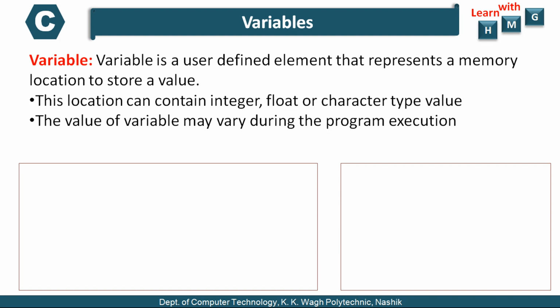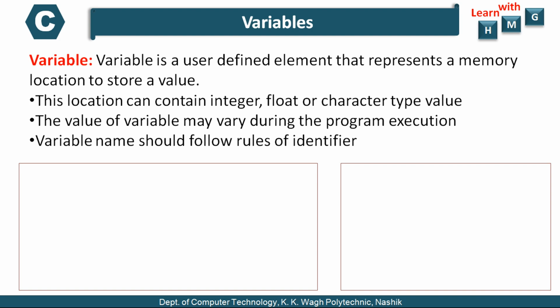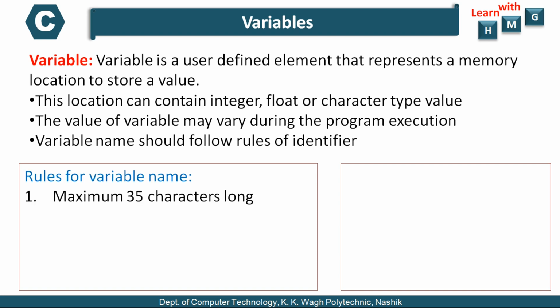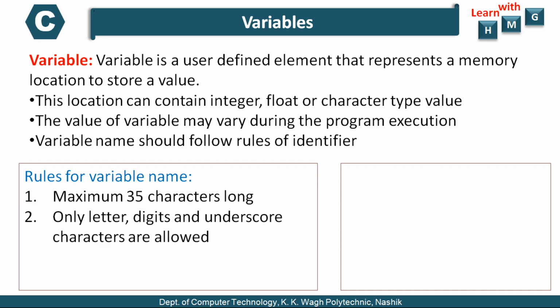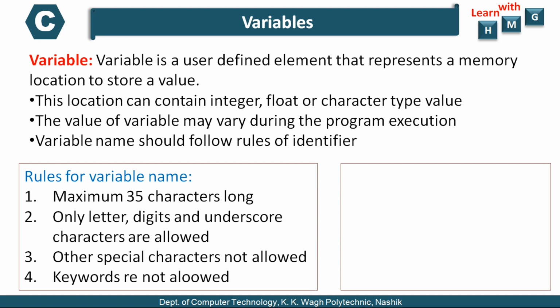So a variable name should follow the rules of an identifier, and what are the 4 rules we have studied that should be followed? Again I will repeat here: maximum 35 characters long, only letters, digits and underscore characters are allowed, other special characters are not allowed except underscore, and keywords are not allowed as a variable name. So these are the 4 rules for an identifier. The same rules are applicable for the variable name also. So let us have some examples of variable names.